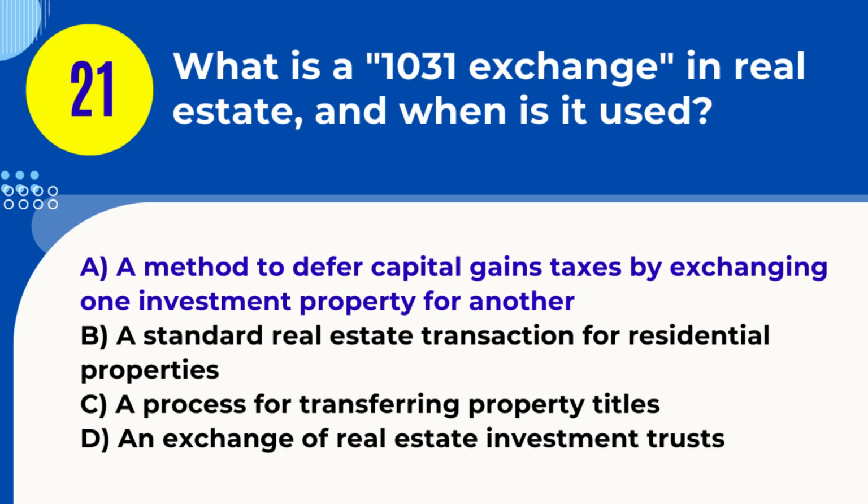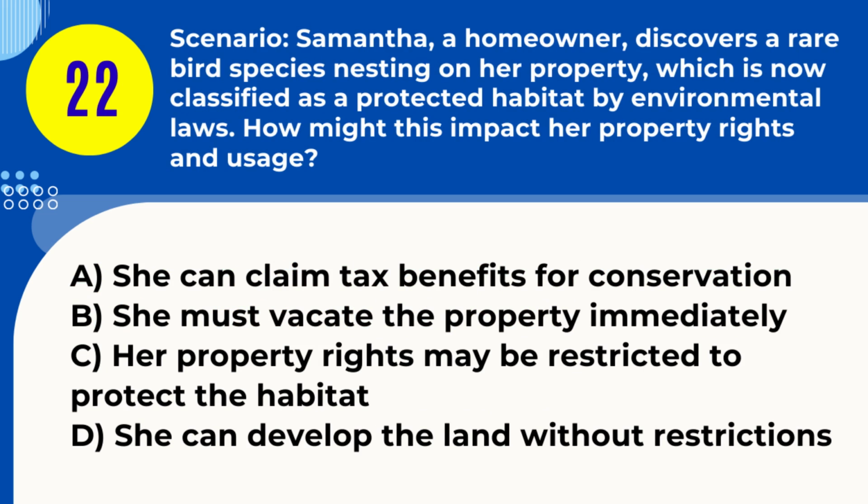Answer. A. A method to defer capital gains taxes by exchanging one investment property for another. Explanation. A 1031 exchange in real estate allows investors to defer capital gains taxes by exchanging one investment property for another similar property.